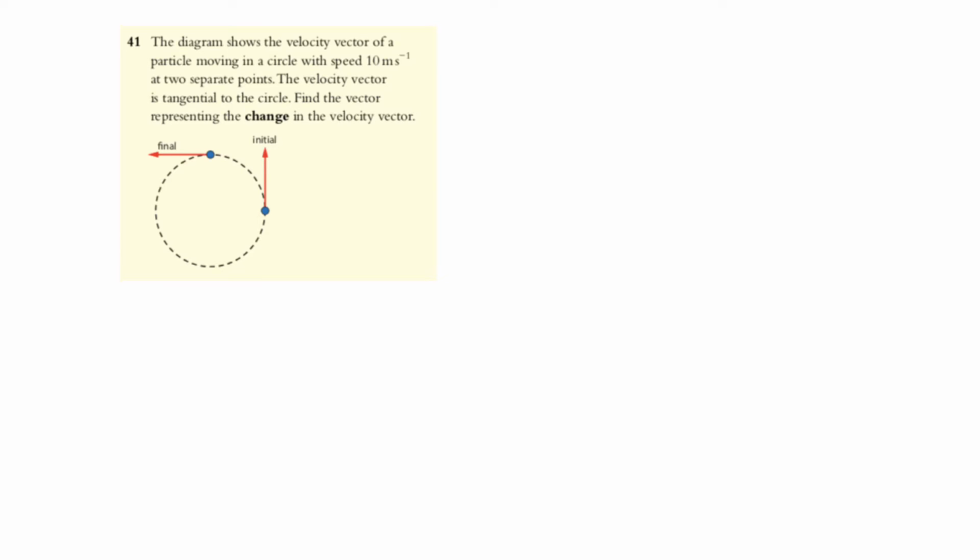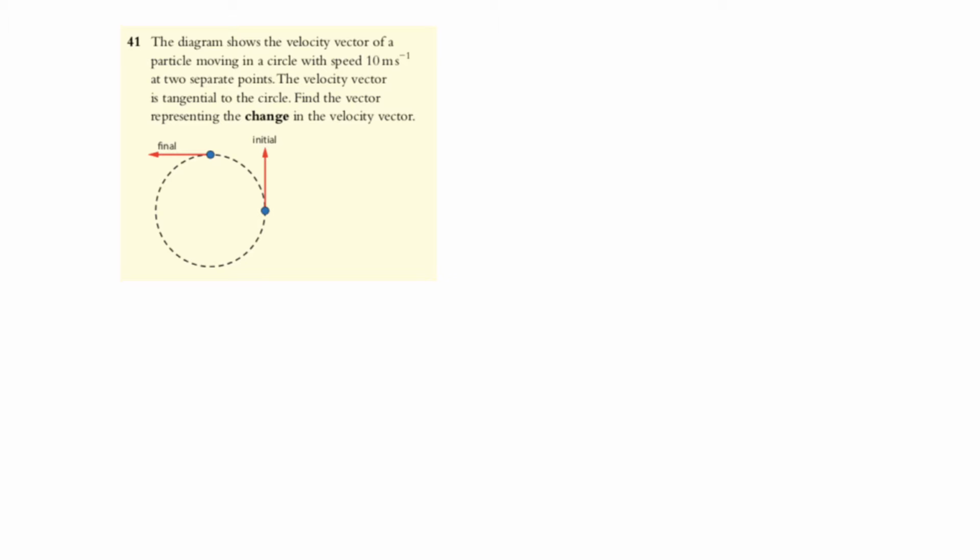Let's have here number 41. The diagram shows the velocity vector of a particle moving in a circle with a speed of 10 meters per second at two separate points. The velocity vector is tangential to the circle, meaning to say, for the tangential, it only touches one point. Find the velocity representing the change in the velocity vector.